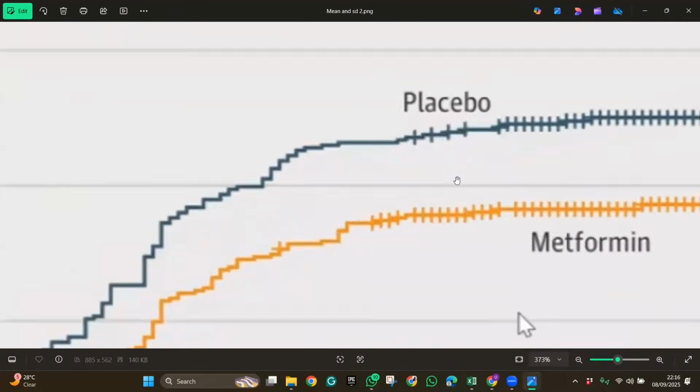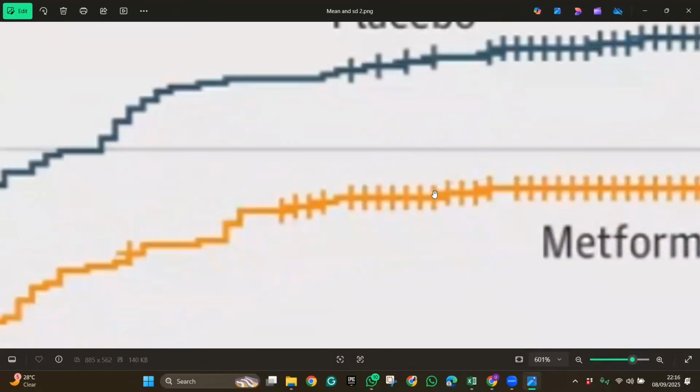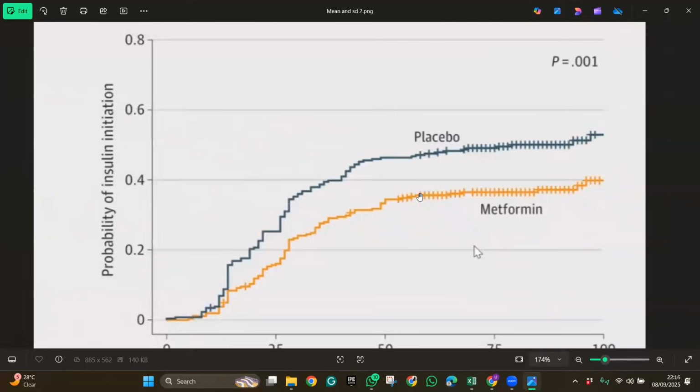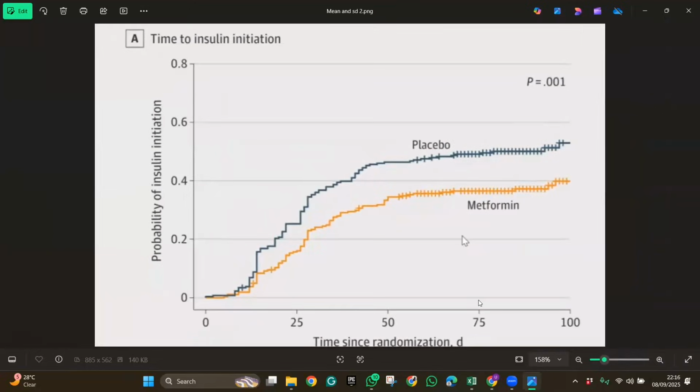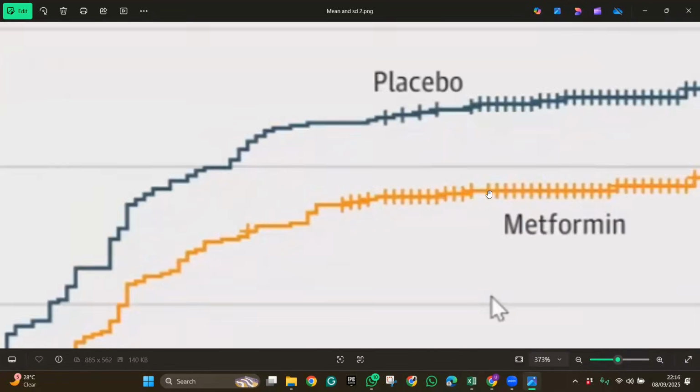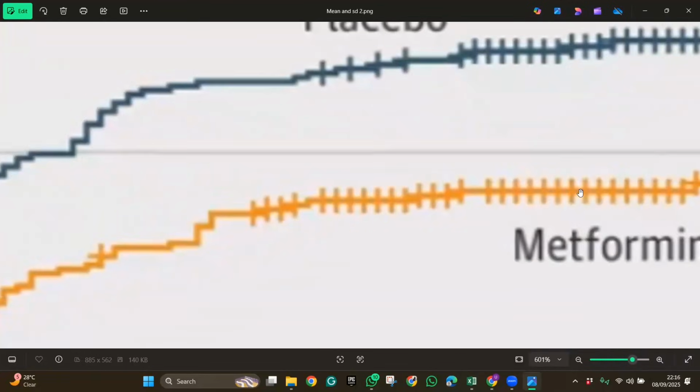Then for mean and SD, what did I tell you guys? Let's say these are days, and they're asking me to find the probability of insulin initiation at day 75. I'm going to move along this line, and when I get 75 on this midline, I'm going to click it. This is the mean. As soon as I click it, I'll get the y value for this mean.